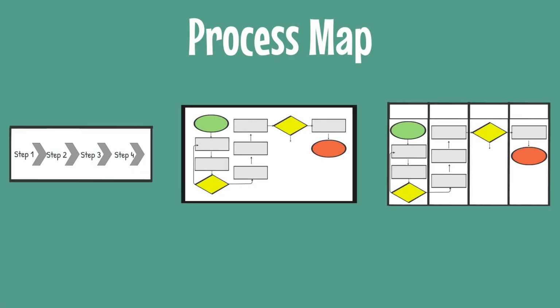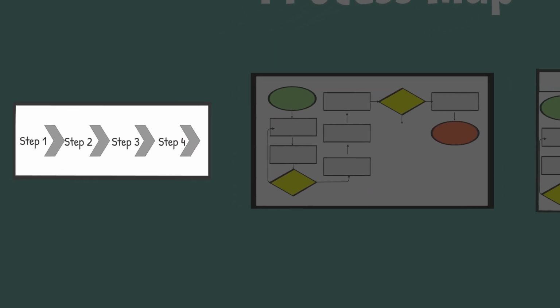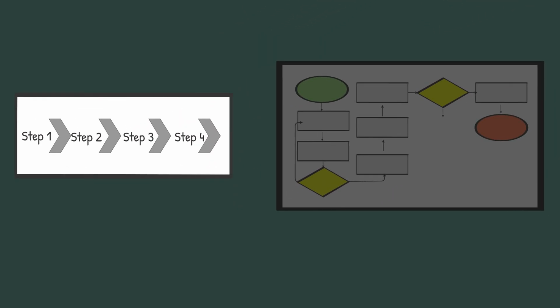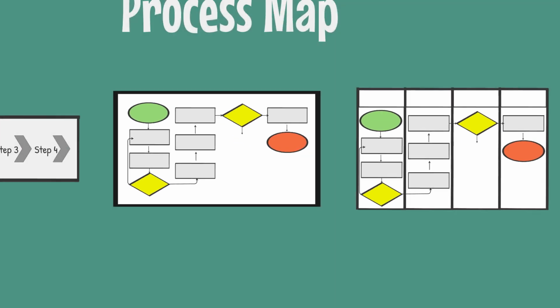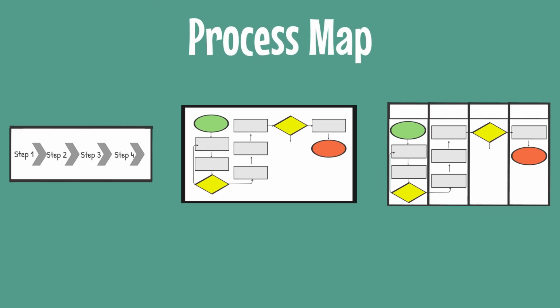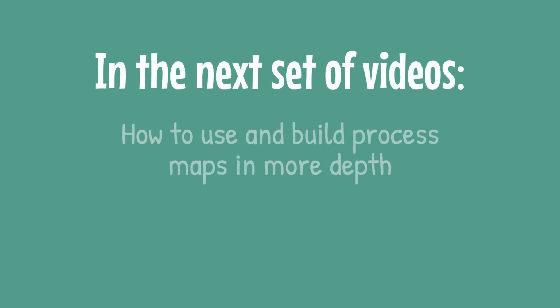Each of these formats has value. Sometimes a basic map is enough to spot issues. Other times, you'll need more detail to truly understand where things are breaking down. The key is to choose the level of complexity that fits the purpose of your improvement effort. In the next set of videos, we will discuss how to use and build process maps in more depth.